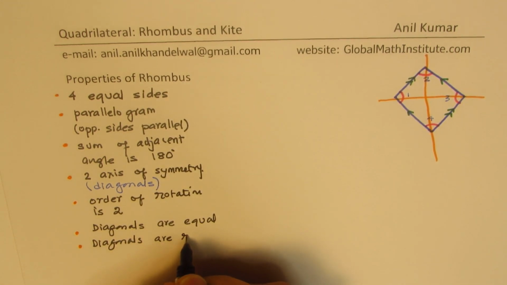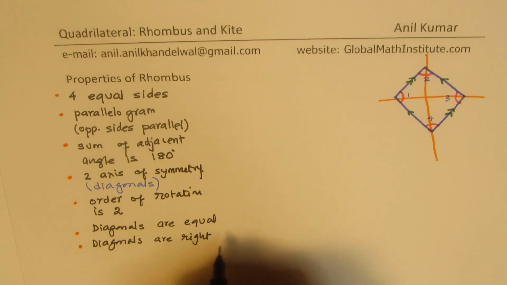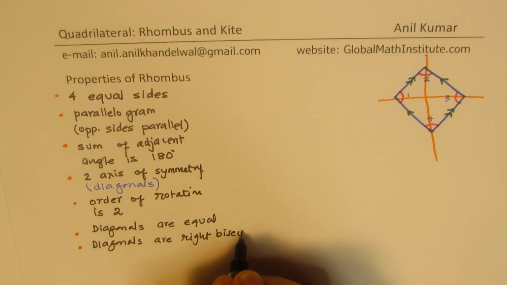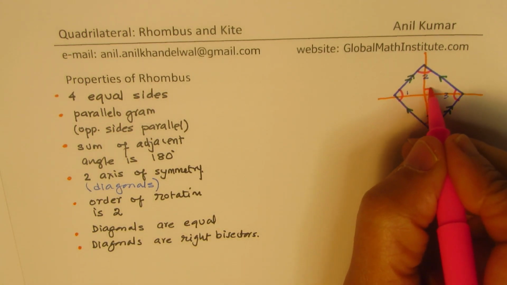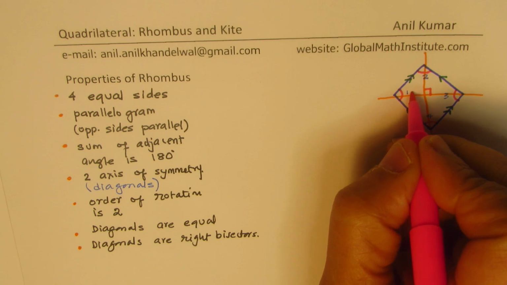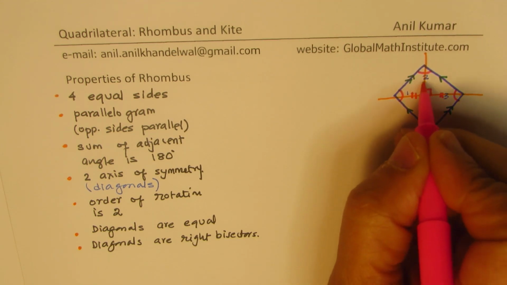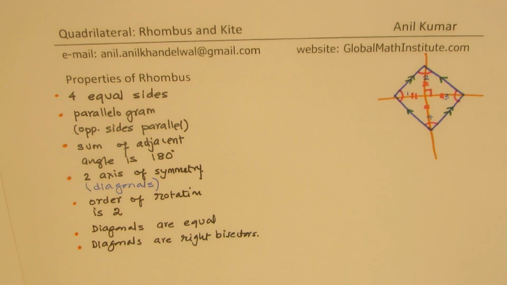Or right bisectors. Correct. So when I say the diagonals are right bisectors, that means this angle is 90 degrees and these diagonals are equal. Perfect. So that is how the rhombus looks. I hope these properties of rhombus are absolutely clear, right?